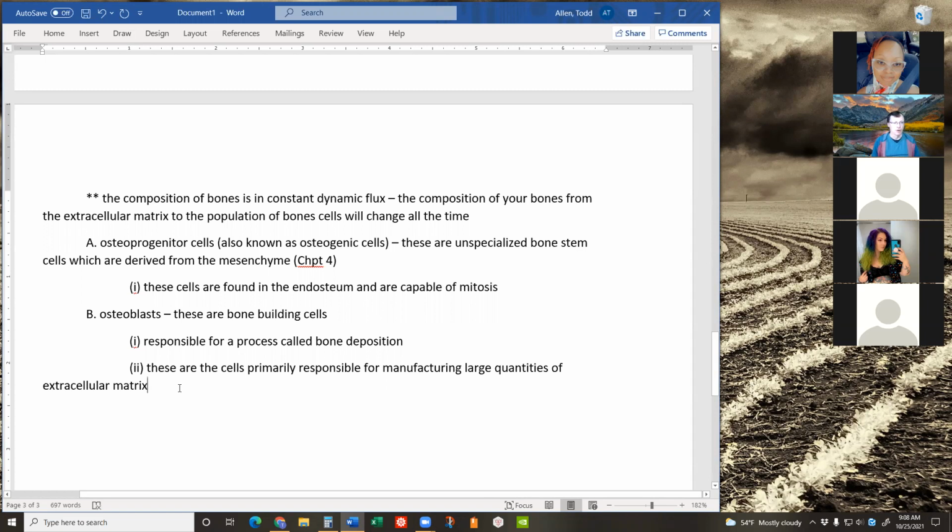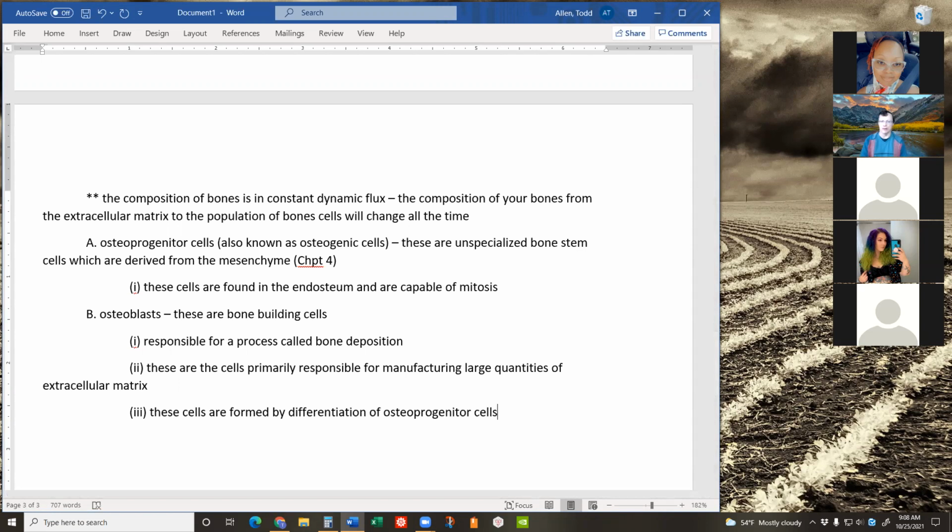Okay, so osteoblasts, last thing I'll mention here is osteoblasts differentiate from the osteoprogenitor cells. These cells are formed by differentiation of osteoprogenitor cells. Okay, next.